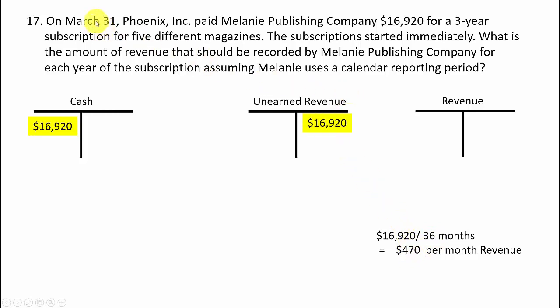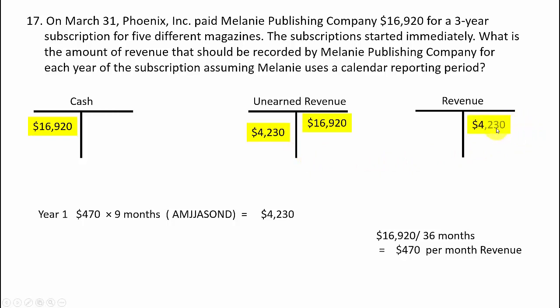So from March 31st until the end of the year, which it says it reports on a calendar year basis, how many months have gone by? Well, it looks like 9 months have gone by, which would be April through December. That's 9 months, and that's $470 a month. And so of this $16,920, Melanie Publishing is going to earn $4,230 of the money. So let's show that as a year-end adjusting entry, which will debit $4,230, that's liability, reduce it, and show earned $4,230.